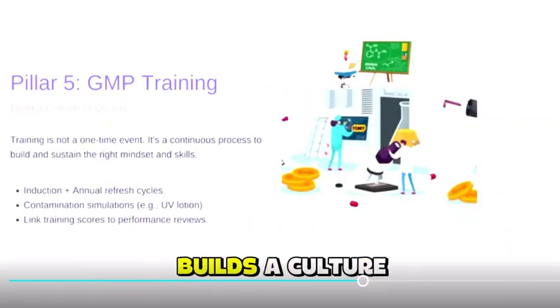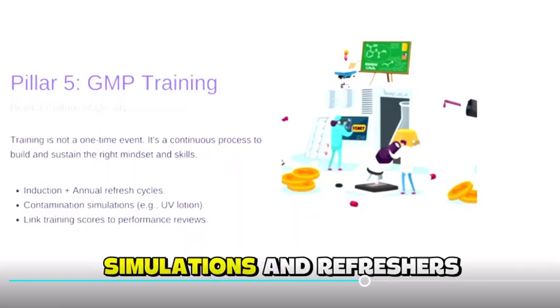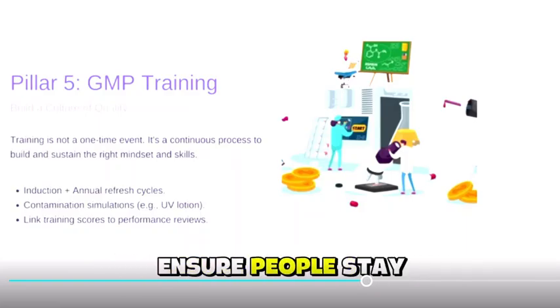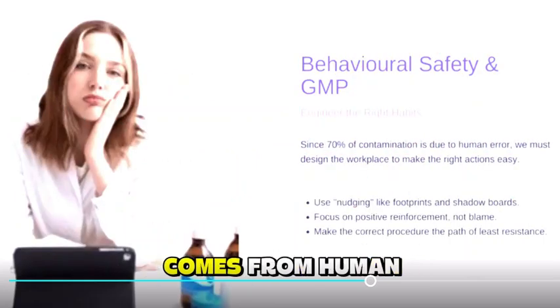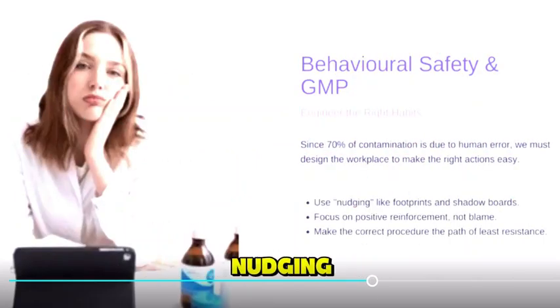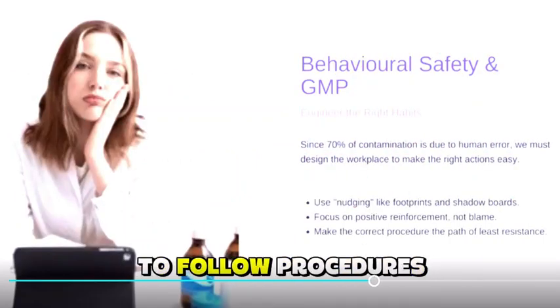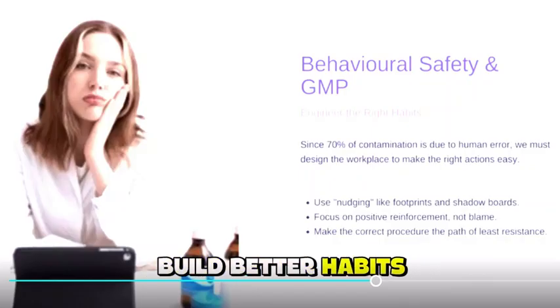Regular GMP training builds a culture of quality. Simulations and refreshers ensure people stay sharp year after year. 70% of contamination comes from human error. Nudging, reinforcement, and easy-to-follow procedures build better habits.